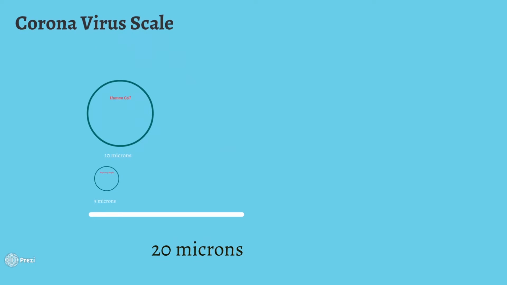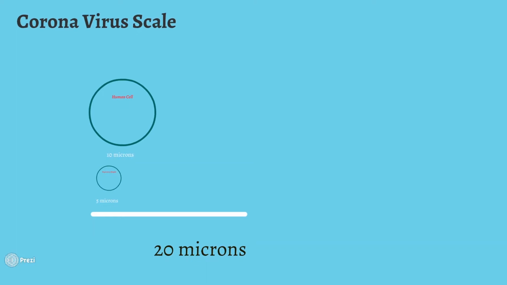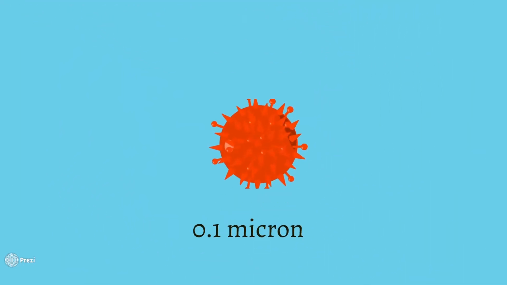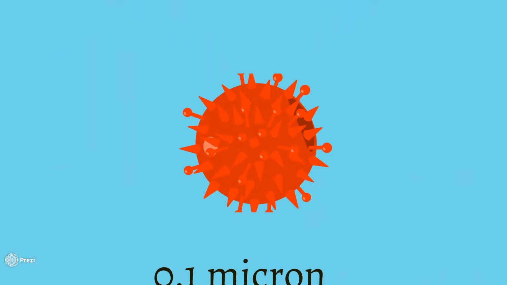In comparison to this 20 micron line, we see two circles. The top one is the size of one human cell, approximately 10 microns, and an average respiratory droplet measuring at 5 microns. When we zoom in to look at the respiratory droplet, we see a small red mark to the right, and can zoom in to see the size of the virus, approximately 0.1 microns, so incredibly small.